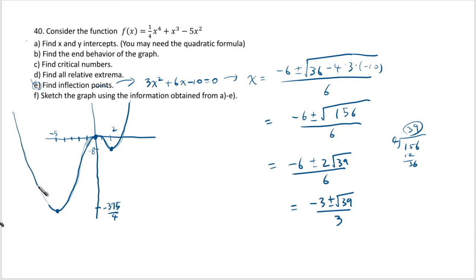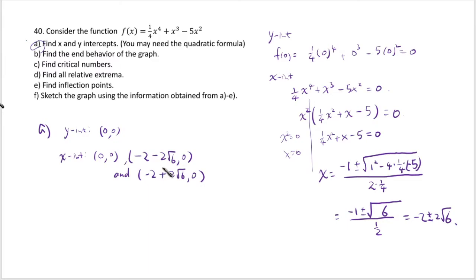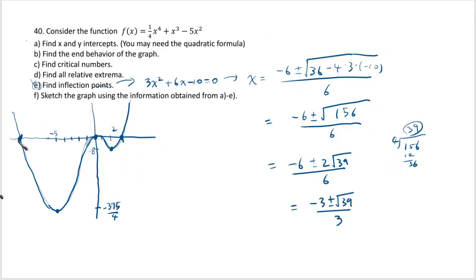And as we can see, it must have these 2 points as the x-intercept, and we know the x-intercepts. These are negative 2 minus 2 radical 6 and negative 2 plus 2 radical 6. So this point should be negative 2 minus 2 radical 6, and this one should be negative 2 plus 2 radical 6. That's this point.